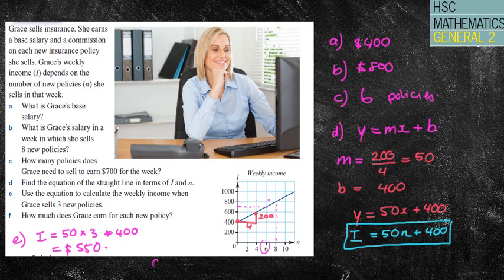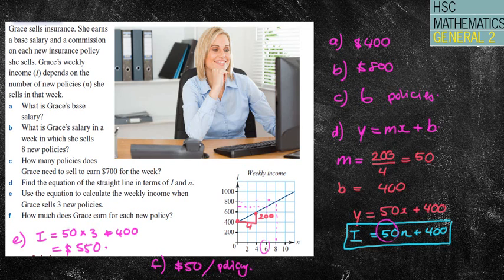And last but not least, F. How much does Grace earn for each new policy? Well, her number of policies is N, which means she's getting 50 times the number of policies, which means she's getting $50 per policy. They could have also asked you, what does the gradient represent? It represents the cost of each new policy.